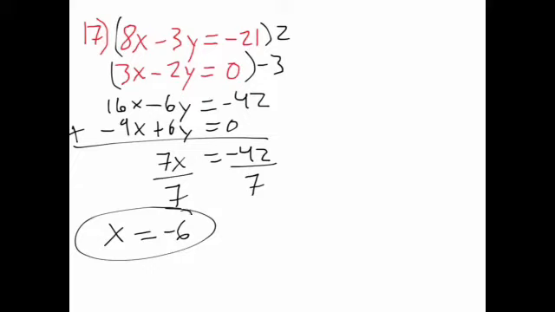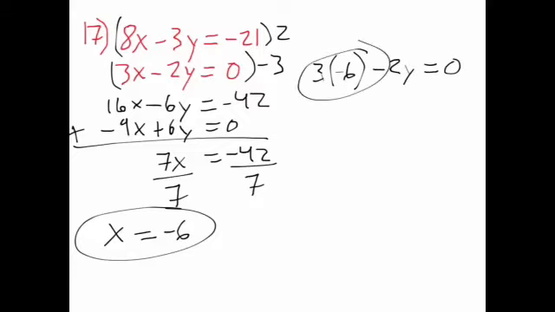So now that I have this, I can take this negative 6 and plug it into one of my equations. I'm going to plug it into my original second equation to get 3 times negative 6 minus 2y equals 0. I just need to multiply these together. I get negative 18 minus 2y equals 0.